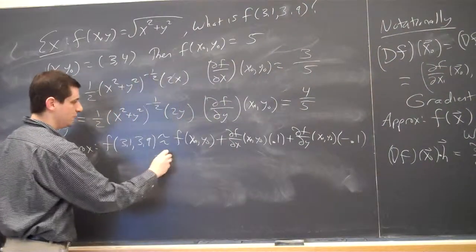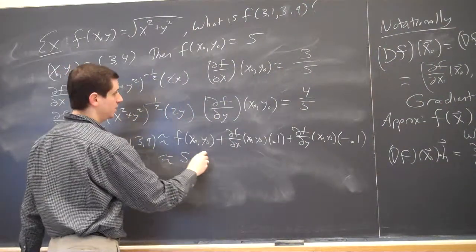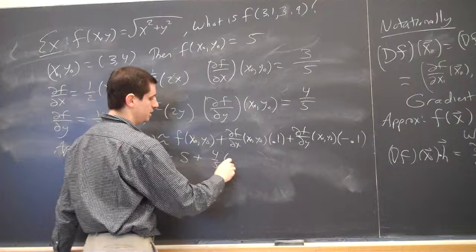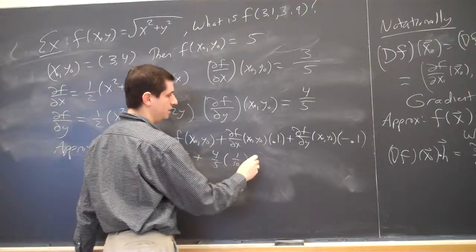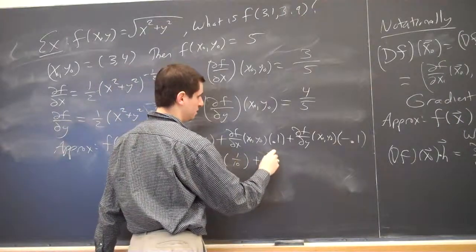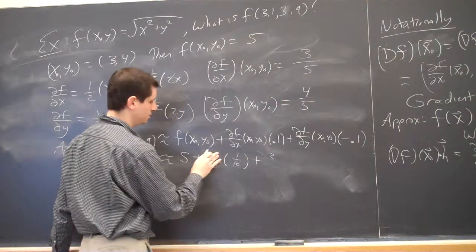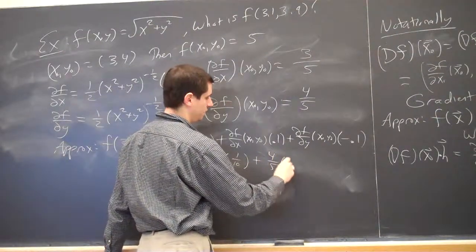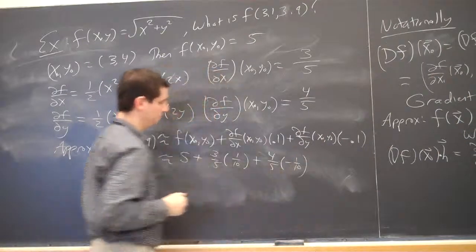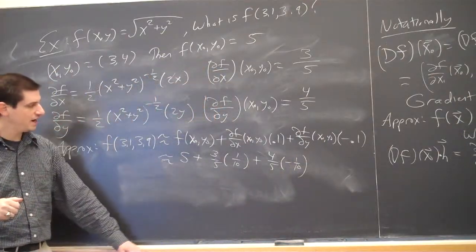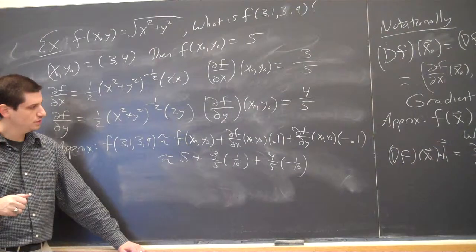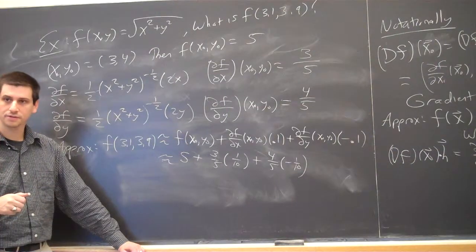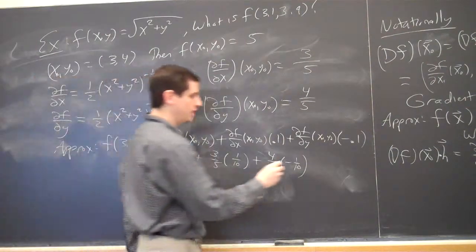So my approximation is about 5 plus 3/5 times 0.1, which is 1/10, plus 4/5 times negative 1/10. So I'm going to get 5 minus 1/50. So I'm going to get 4.98.